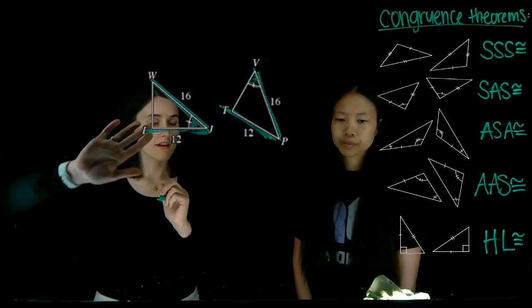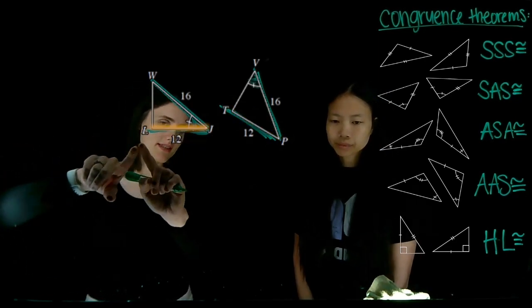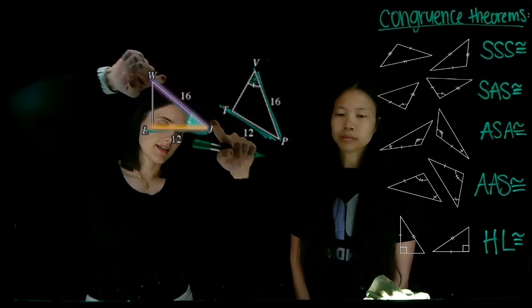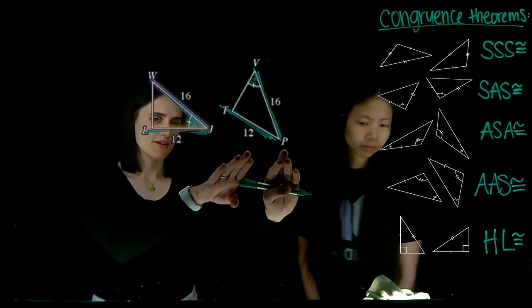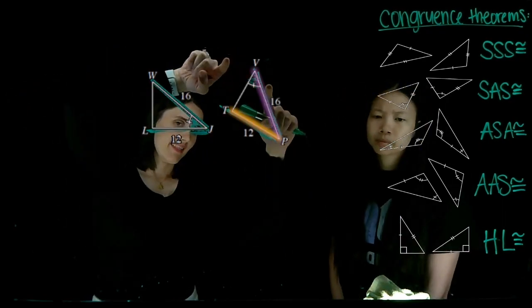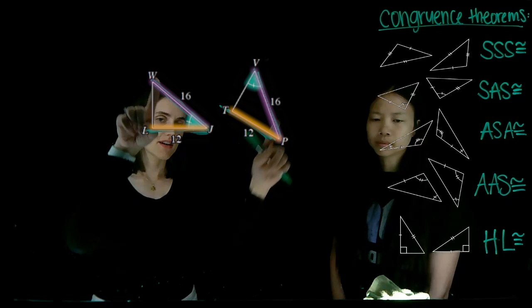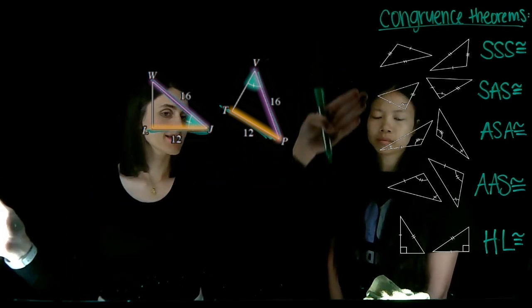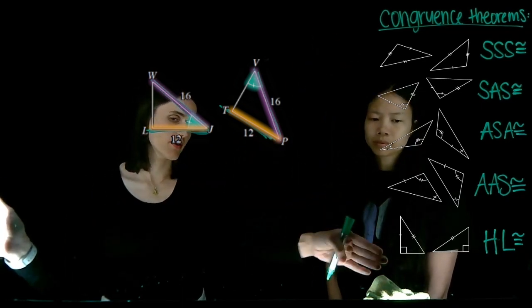If we look at our first triangle, we have a side, an angle in between, and another side. But if we come over to this triangle, we have a side, side, and then an angle. So our angles and our sides don't correspond. We can't say that they are congruent because we don't have a congruence theorem that matches these.